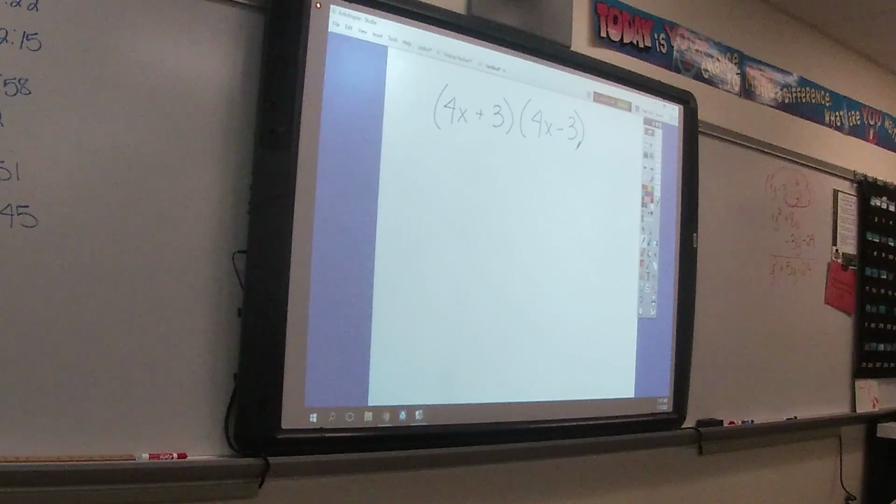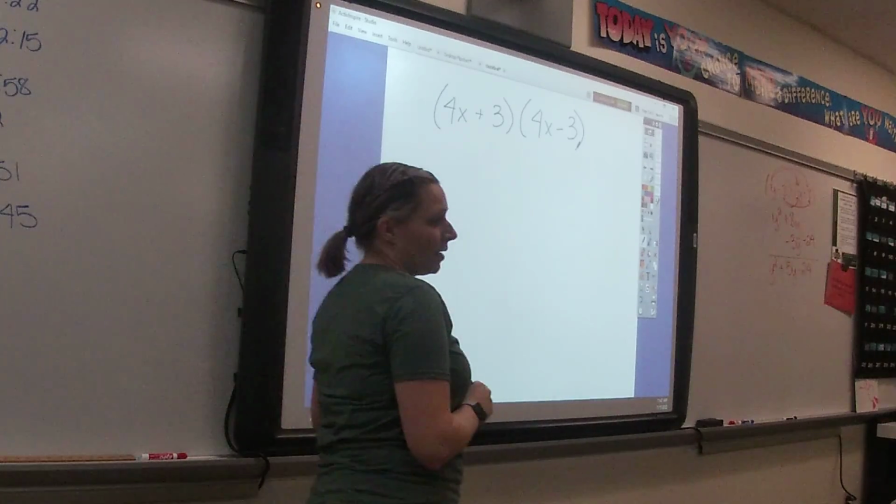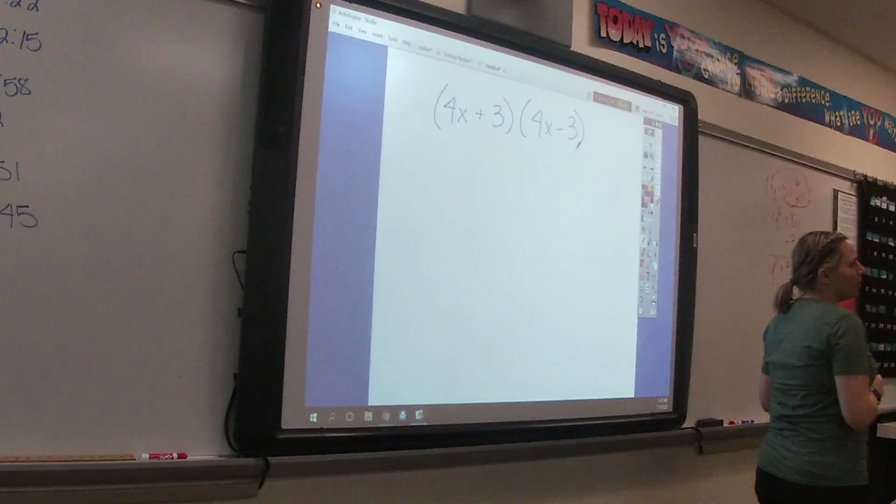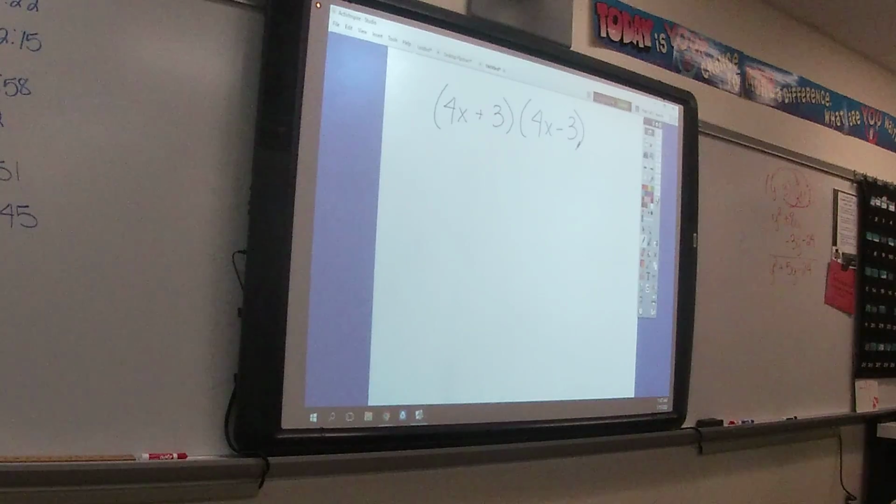3 times 4x minus 3. Anything unique looking about this problem to start with? Right, they look exactly the same except for what? One's addition and one's subtraction. One's a positive and one's a negative. Okay, these get a really fancy math term that we call conjugates. You don't need to memorize that term. It is going to come up as we continue going throughout this school year. But conjugates is when they look the same, but one is addition and one is subtraction.